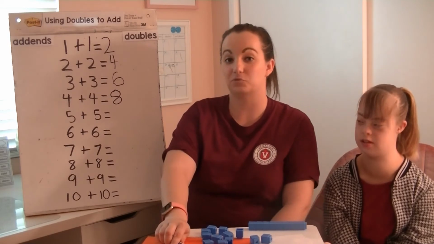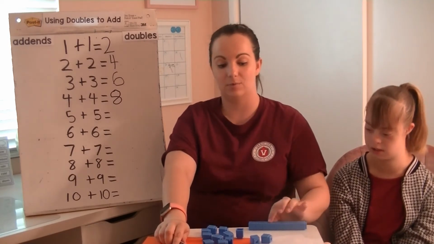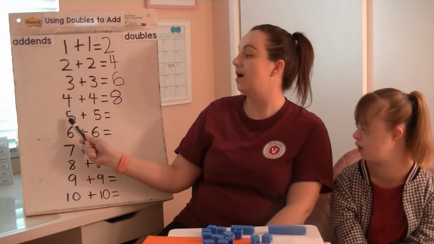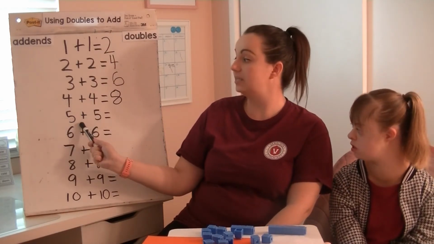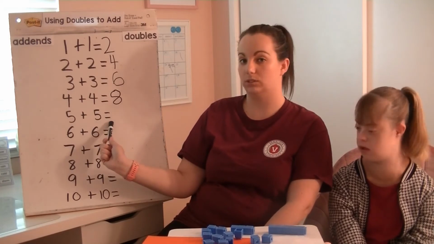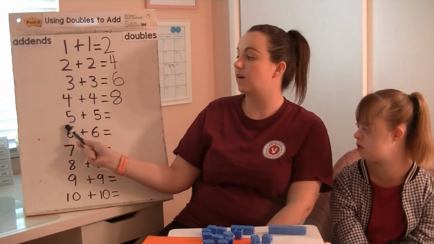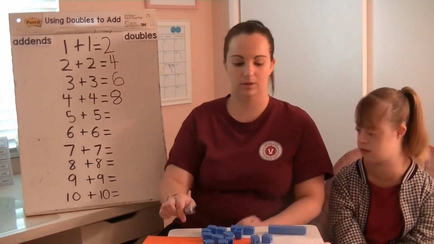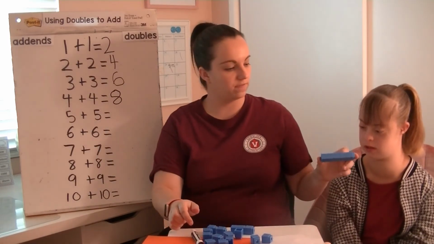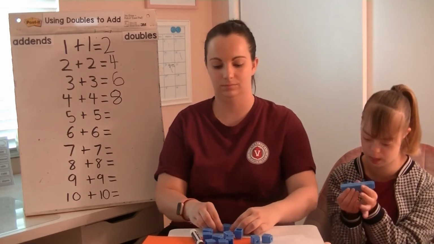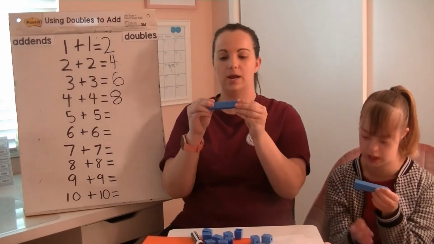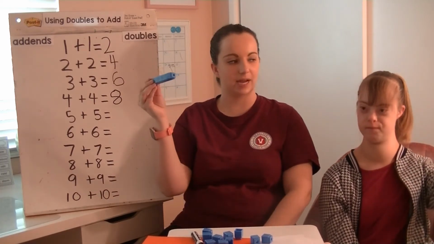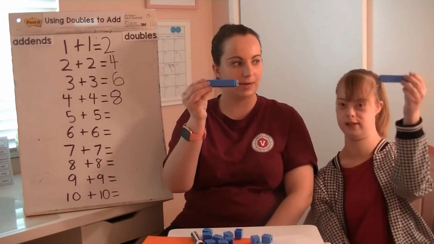Okay, let's read our next doubles fact that we're going to be solving and learning. It says 5 plus 5 equals. I'm going to read that again. 5 plus 5 equals. Okay, here's your 5 cubes. Here's my 1, 2, 3, 4, 5 cubes. Ready to add it together? Join them together? We're adding.